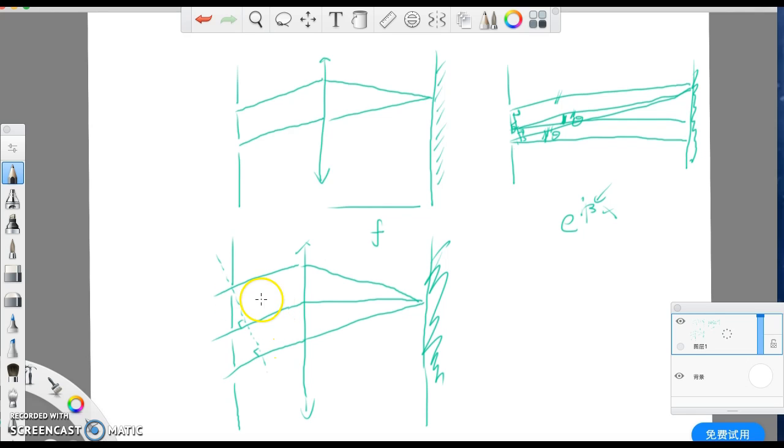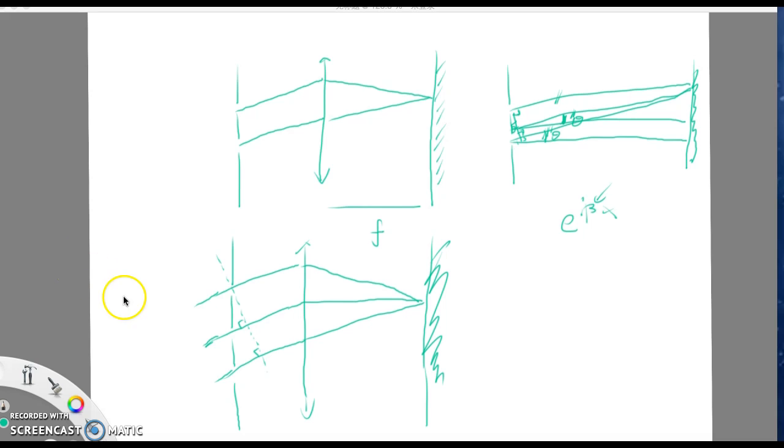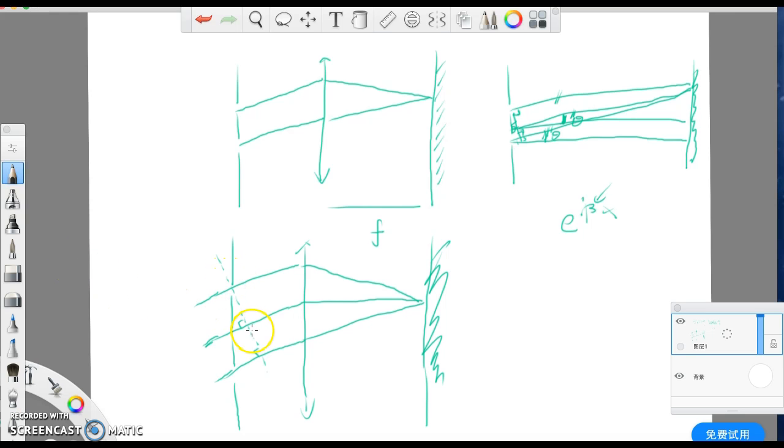If you do this, you will find, okay, I'll claim that the optical path from this dashed line to this point is exactly the same for all these three light rays, right? Why is this the case?